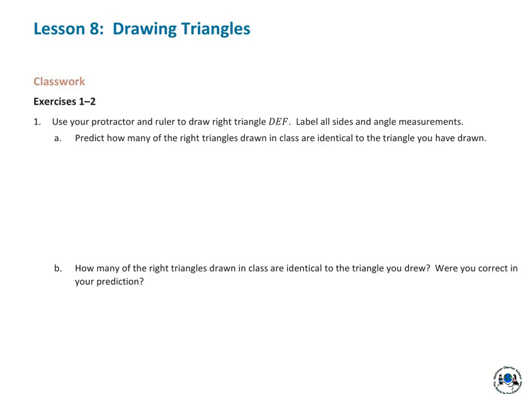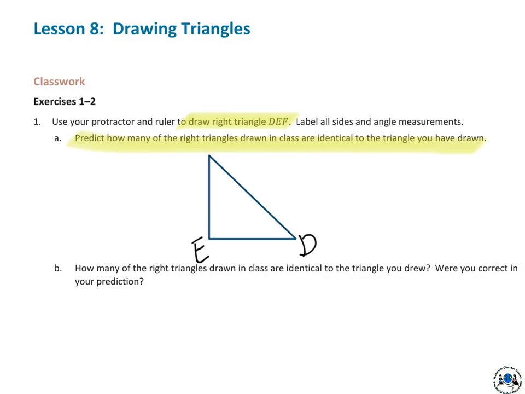The idea, of course, is to do this in class, and the part I didn't read to you was this: predict how many right triangles drawn in the class are identical to the triangle you have drawn. Based on the fact that I only asked you to draw a right triangle DEF, that's what I drew. I'm going to label D here, E, F. So I drew that, my right triangle.